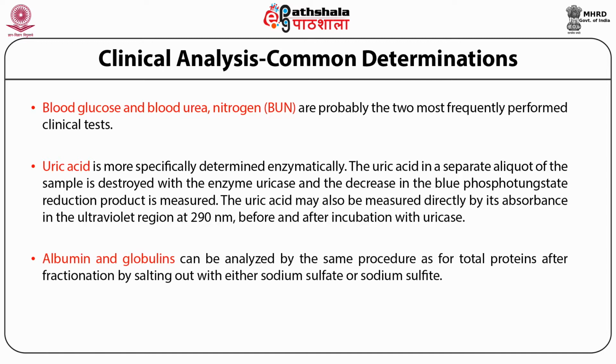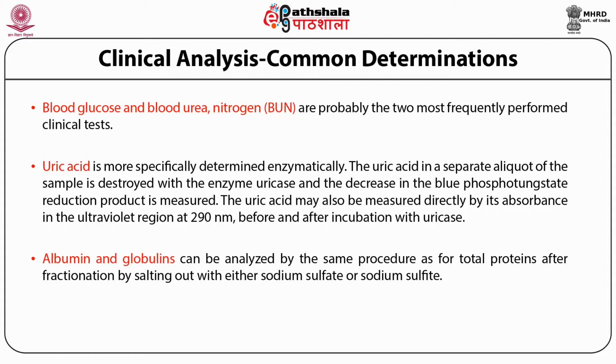Albumin and globulins can be analyzed by the same procedure as for total proteins after fractionation by salting out with either sodium sulfate or sodium sulfite. More detailed information may be required about the protein fractions, in which case starch gel electrophoresis can be used to separate the proteins.